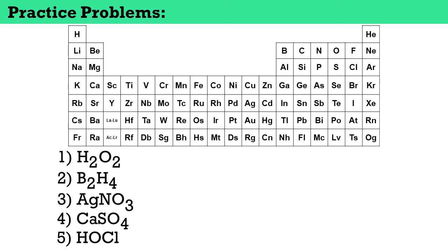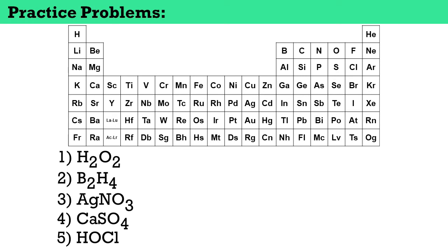Now let's test your understanding of today's lesson. Try to answer these practice problems. Classify the following compounds as ionic or covalent. Just refer to this periodic table. As you can see, I have removed the color designations for the metals, nonmetals, and metalloids from this periodic table to give you a little challenge. You may pause this video while answering.